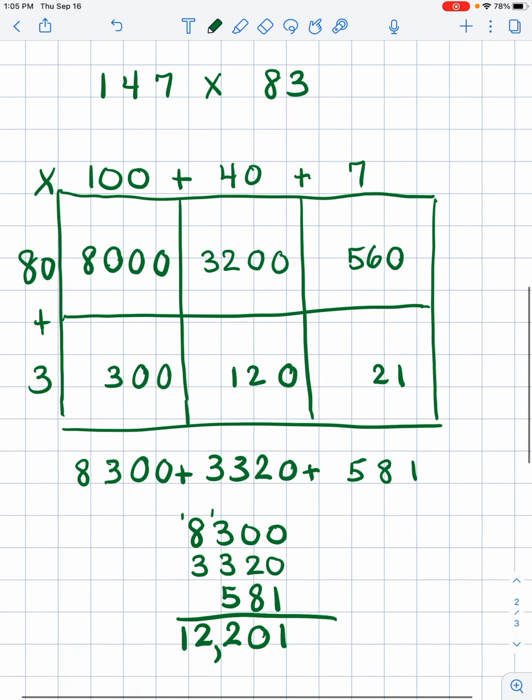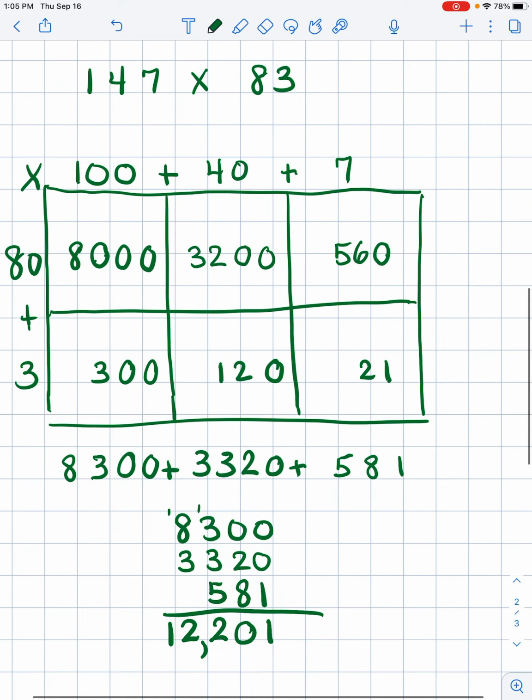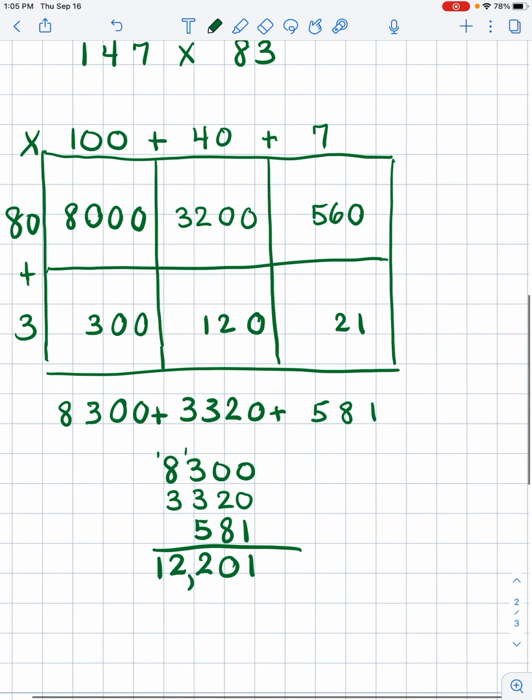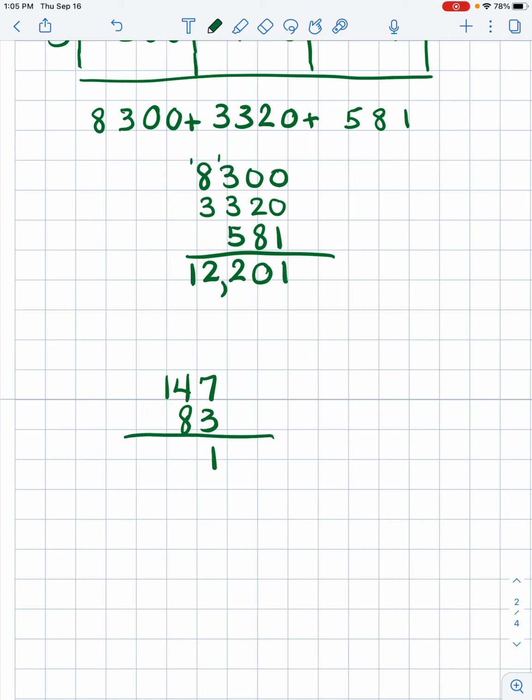Okay. If we were to do this without our boxes, it would be 147 times 83. We still have to deal with partial products. 3 times 7 is 21. 3 fours are 12, 13, 14. And 3 ones are 3, 4. And put the 0 to hold the place.